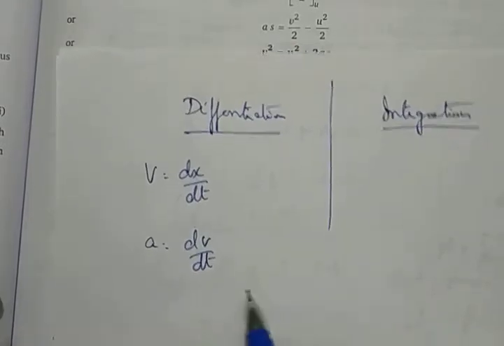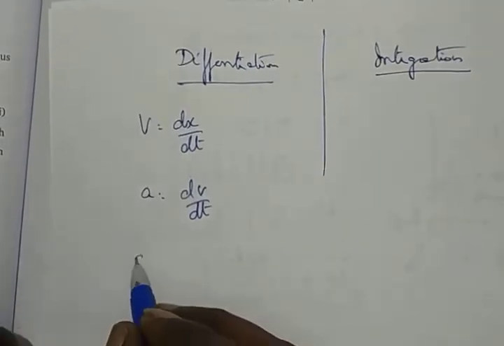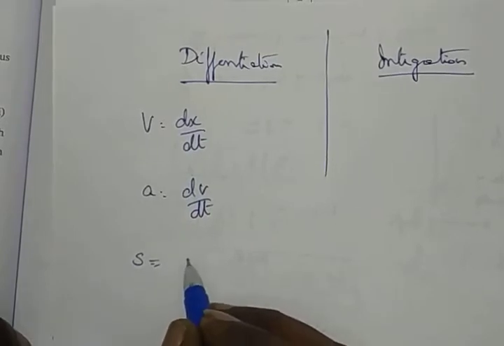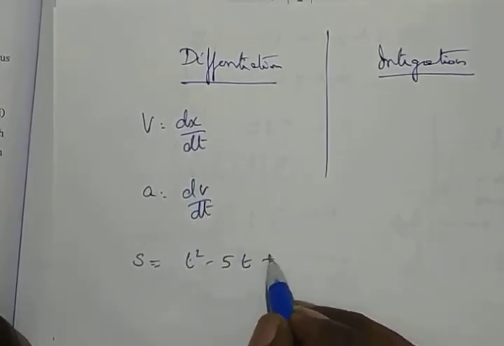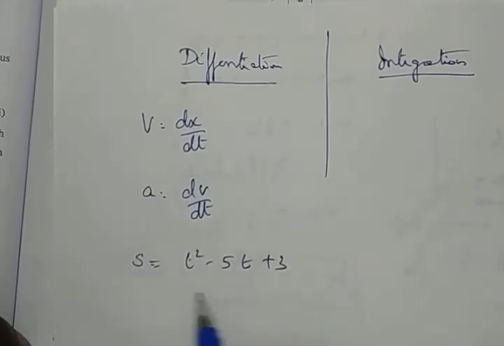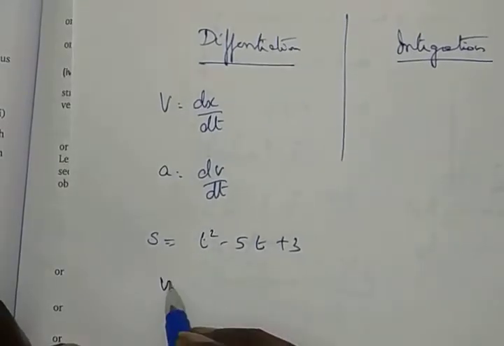So whenever you have a displacement formula, maybe you have here t square minus 5t plus 3. If this is the displacement value, then we can find the velocity.